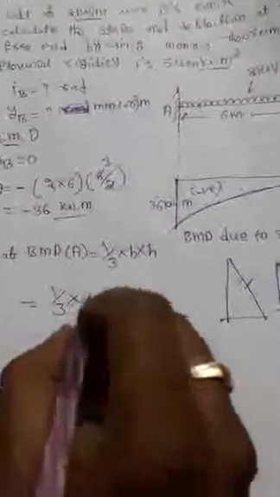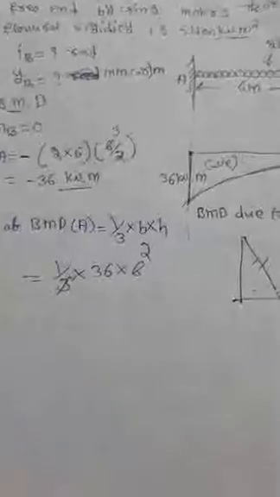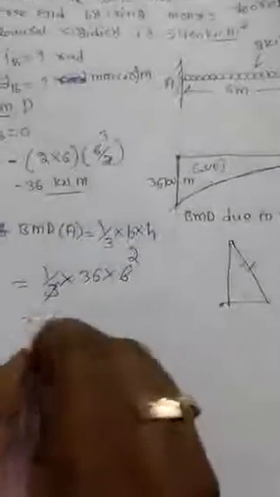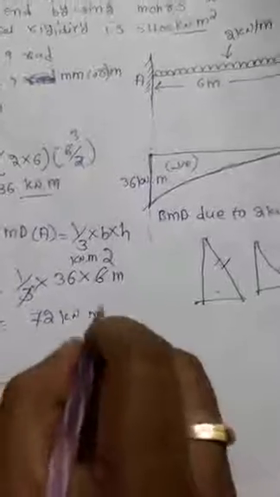So the area of the BMD, the area contained within a parabolic line, the area of the bending moment diagram denoted by A, is 1 by 3 into base into height. So 1 by 3, base equals 36 and height equals 6. 3 twos are 6, so 36 into 2 is 72. Here the units are kilonewton into meter, and another meter, so kilonewton into meter square is the unit.